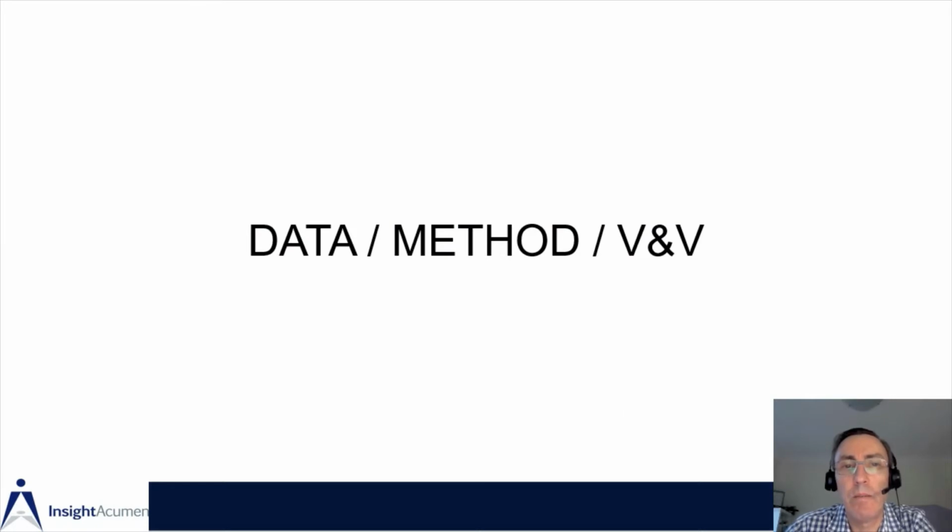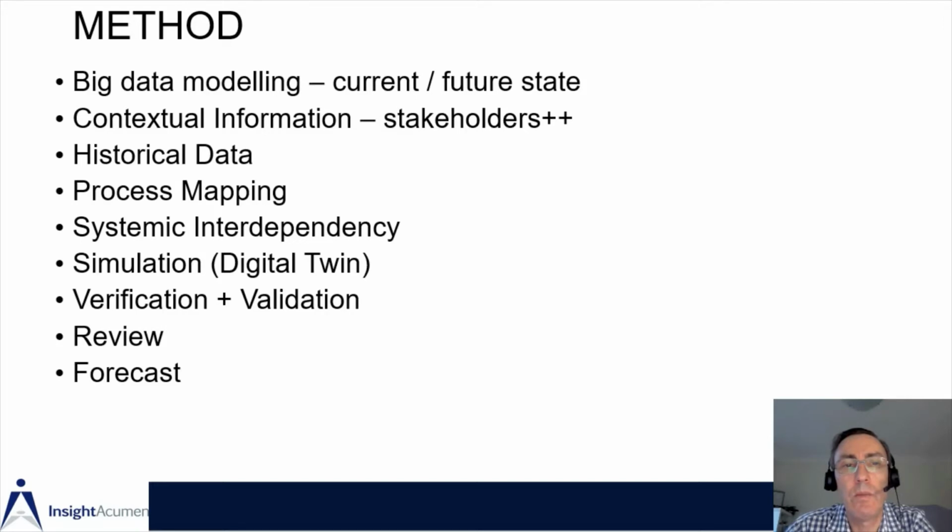To the data, method, and V&V. To summarize the methodology, which is pretty generic by project, get the required data, engage closely with stakeholders, map the process, establish interdependencies, determine assumptions and constraints, build the model, conduct a V&V, review to establish the model is fit for purpose, and once that is done and agreed, forecast the future with reasonable confidence.